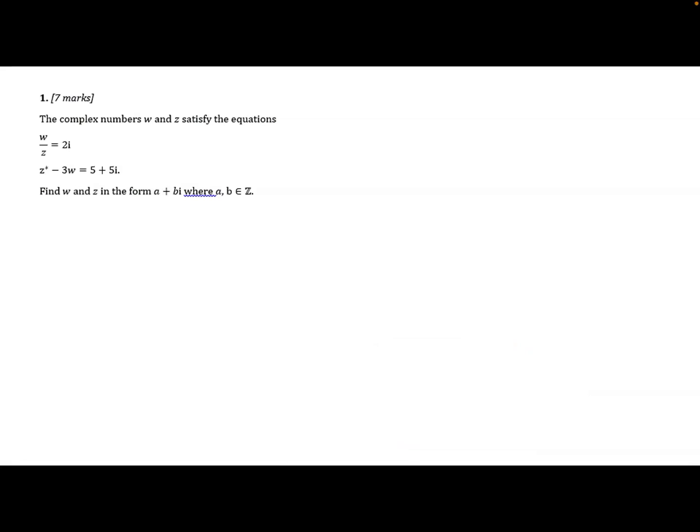So the first question really underlines the lack of review that you've done, because it's a very easy question if you've done your revision, so you know how to get access into the question. I think I saw almost all of you try to do something remotely sensible, which was to rearrange the first equation to W equals 2iZ, and then substitute W. So you got Z, this thing, minus 6iZ equals 5 plus 5i. I gave you a point if you did that.